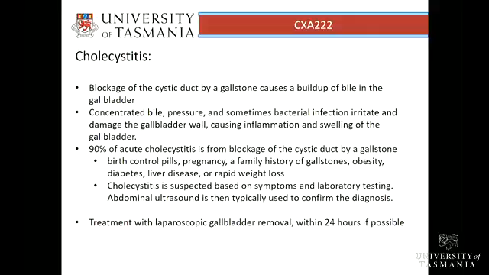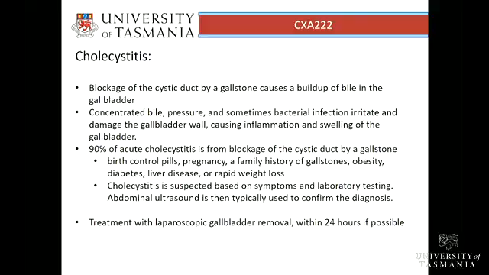Cholecystitis. So again, we've got a blockage, in this instance of the cystic duct, by generally a gallstone, and that causes a build-up of bile in the gallbladder. The effects of concentrated bile pressure, and you can sometimes get bacterial infections as well, these all irritate the epithelium and damage the gallbladder wall. So it's basically what we saw with appendicitis, just in the gallbladder. We see inflammation, edema, swelling, and then obviously that can go on to rupture as well.